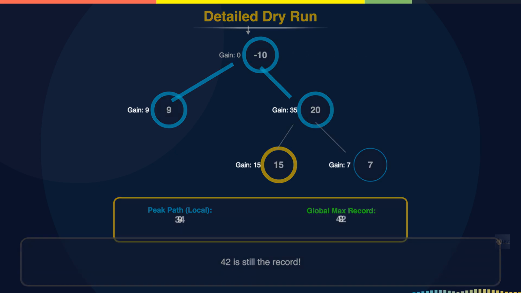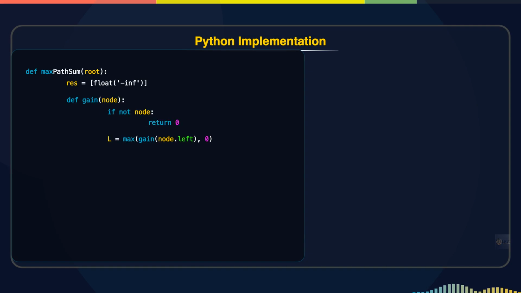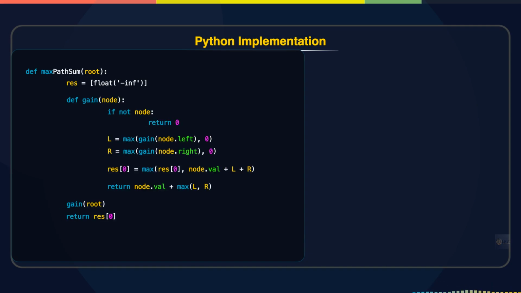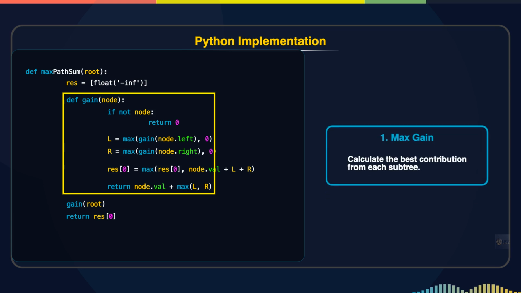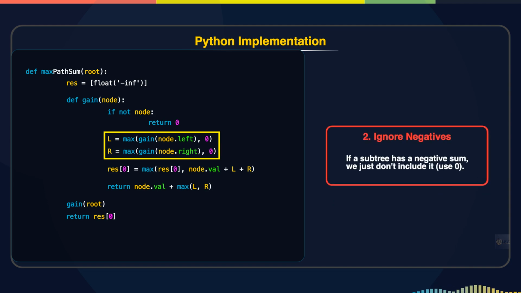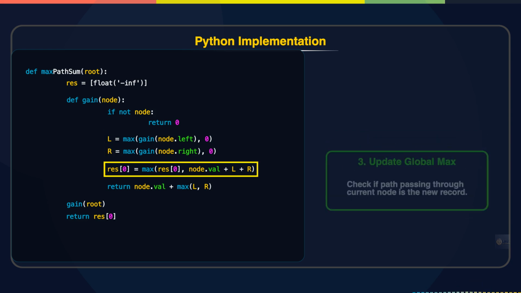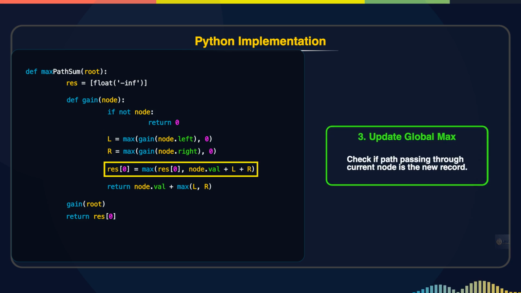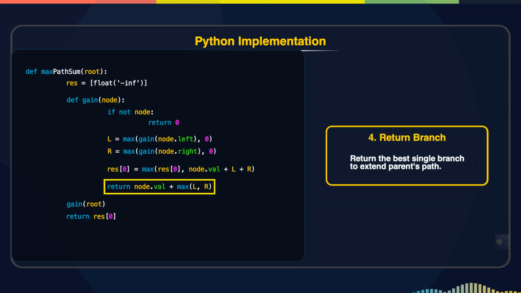Now, let's look at the Python code. We initialize max sum with -infinity. Our helper function, gain, calculates the best contribution from each subtree. We use the max function with 0 to prune negative paths, effectively cutting off unprofitable branches. We update our global max sum at every node by adding the node's value to both the left and right gains. Finally, we return the node's value plus the best single branch to the caller.